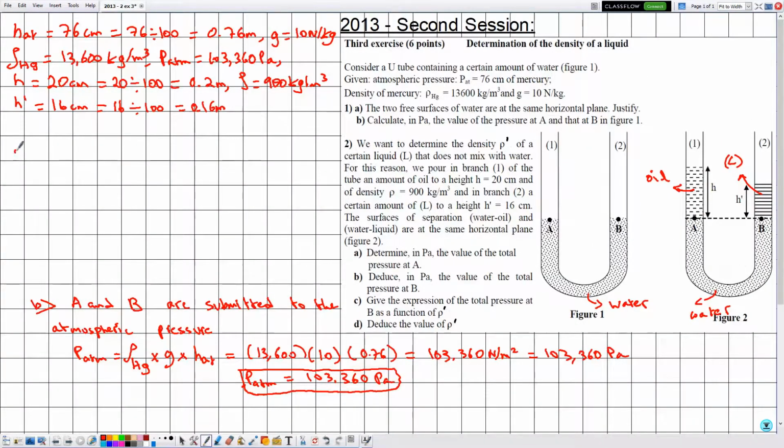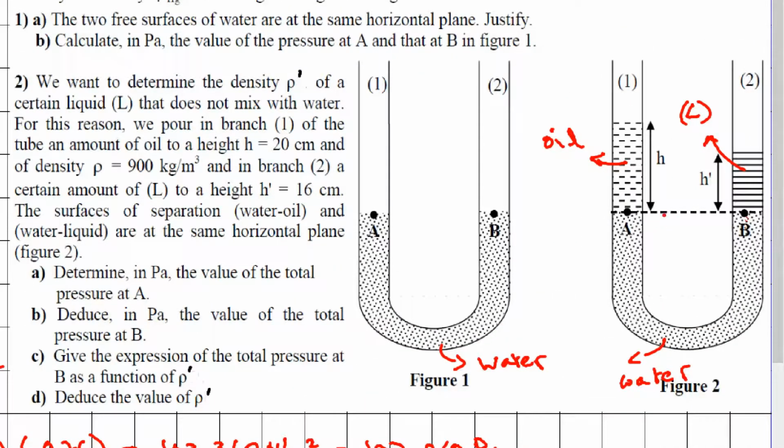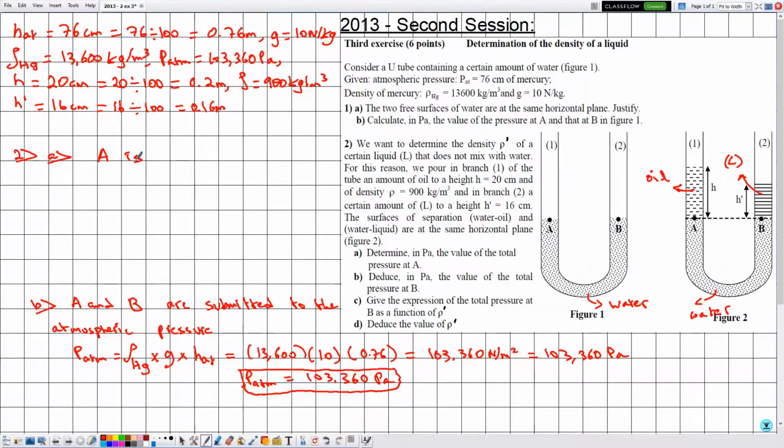Okay, now we are in number 2, part A. So determine in Pascal the value of the total pressure at A. Whenever we are interested in determining the pressure, we always look upward, to which pressure the point A is being submitted. So the point A is being submitted to the pressure due to oil and due to the atmospheric pressure. Then the total pressure at the point A is given by the pressure of oil plus the atmospheric pressure.